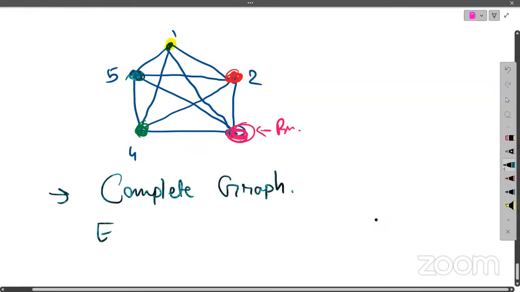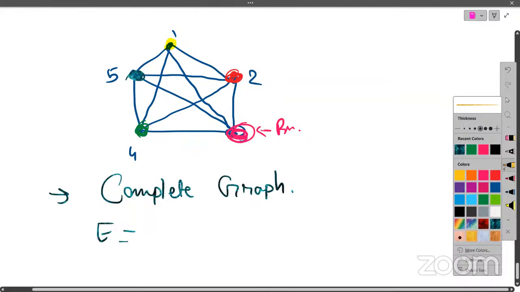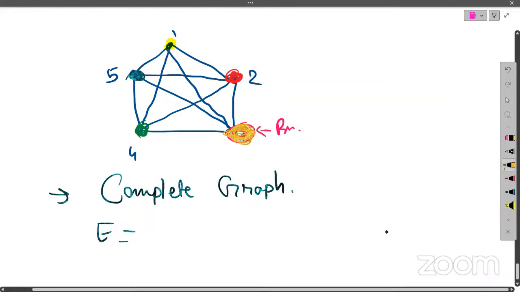Okay, so because here every edge... I mean, every node should be a different color, right? Every node should be a different color. But green color twice, red color twice is there. No, this is not red. Think like this is pink or something. Golden, okay, or something. This is also not pink. Okay.